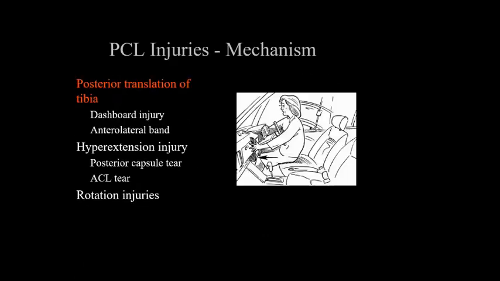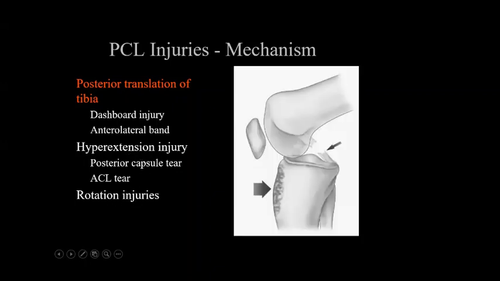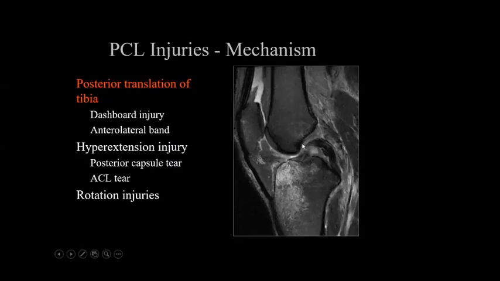The most common mechanism of injury for the PCL is actually posterior translation of the tibia in patients with dashboard mechanism of injury, and that leads to the PCL tear. The other mechanisms of injury are hyperextension and also rotational injuries. When there is dashboard injury, you get bony contusion involving the anterior aspect of the proximal tibia with the PCL tear. And this is the case that you looked at, PCL tear at the femoral attachment and bony contusion of the anterior aspect of the proximal tibia. This is a typical dashboard mechanism of injury.